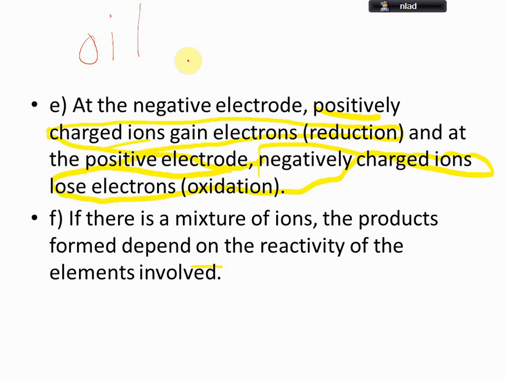So oxidation is losing, reduction is gaining. Oxidation is losing electrons, and reduction is gaining electrons. So remember, that's at the negative side. If it's gaining electrons, it must be positive already, so it's going to be talking about positive ions. And if it's losing electrons, it's going to be talking about negative ions.